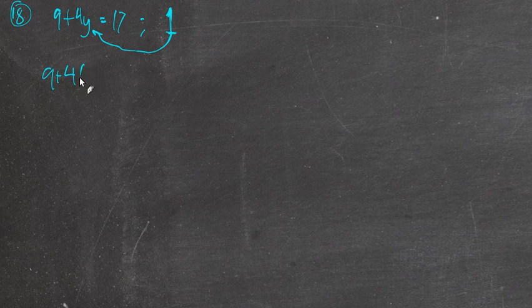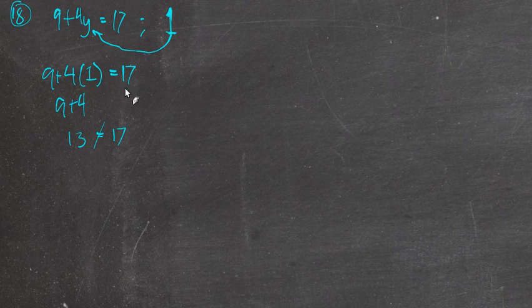Let's try it. 9 plus 4 times 1 should fit in here, right? So 9 plus 4, that's 13, but that is not equal to 17. So is 1 a solution to this equation? No.